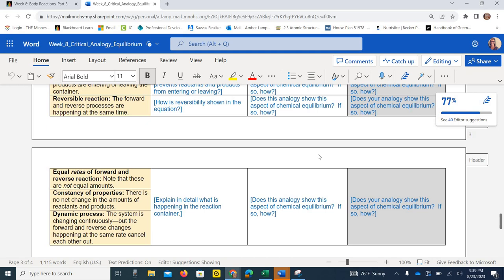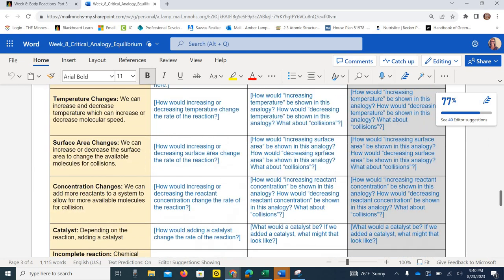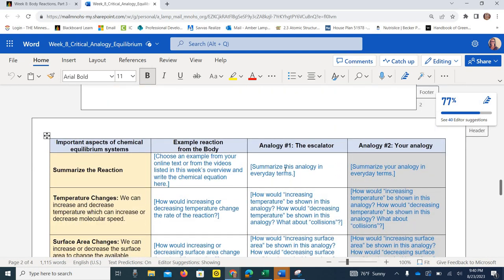Now, if I have a constancy of properties, that means there's no net change in the amounts of reactants or products. So in this case, I'm not going to have a change when it comes to the individuals on the second and then the first level. Even if I have people going up and down, I'm still not going to have that change because my rates are going to be the same when it comes to people going up and people coming down. And then again, dynamic means it's constantly moving. So that's the example of the middle analogy here.